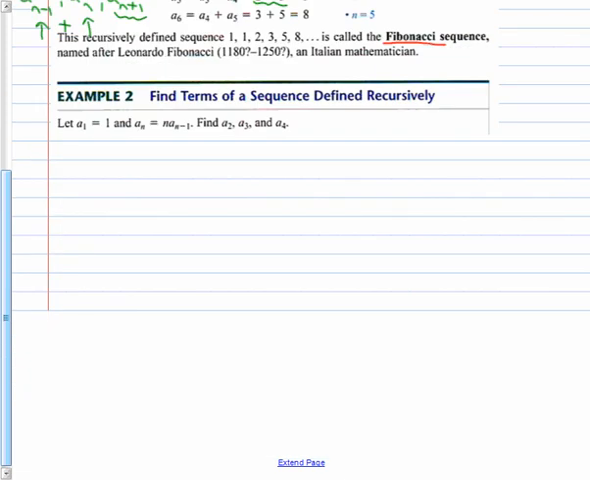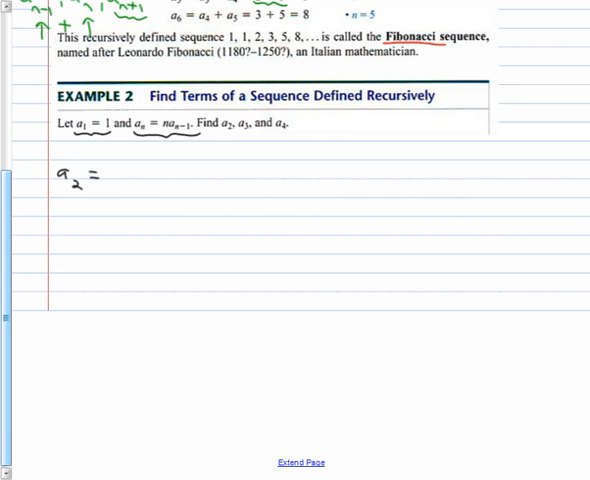Let a sub 1 be 1, and a sub n, in order to get any term, we are going to take n times a sub n minus 1. Well, let's see what that means. We're supposed to find the second, third, and fourth terms. So let's see if we can get the second term here.